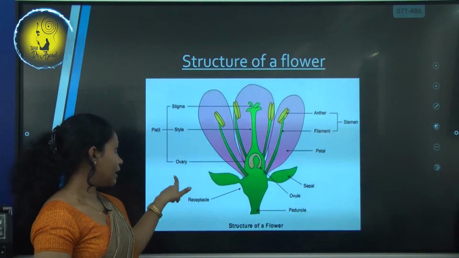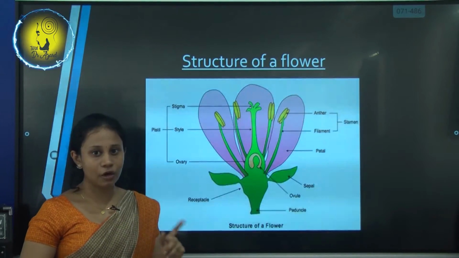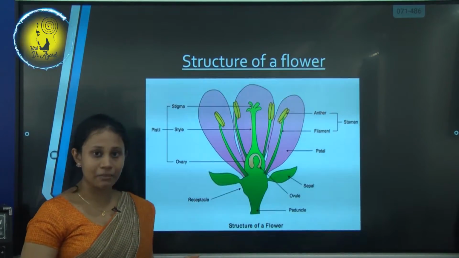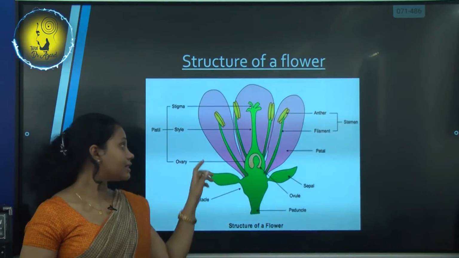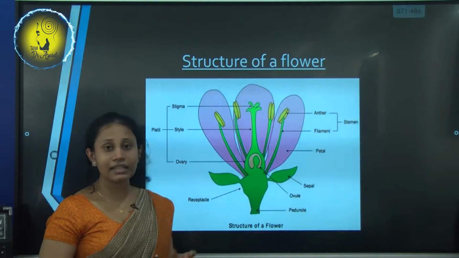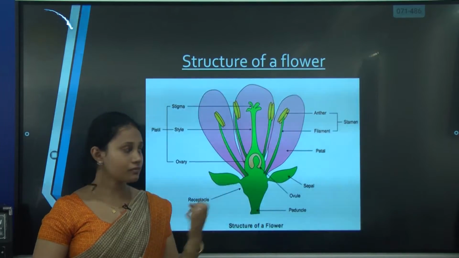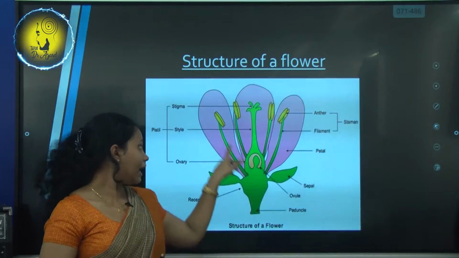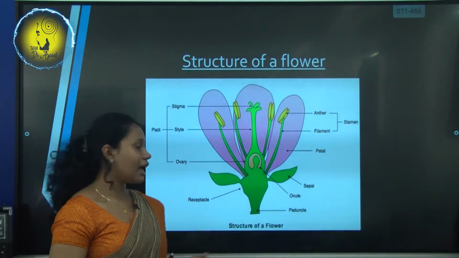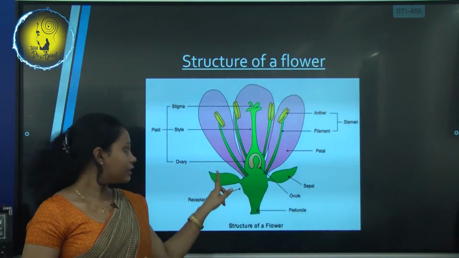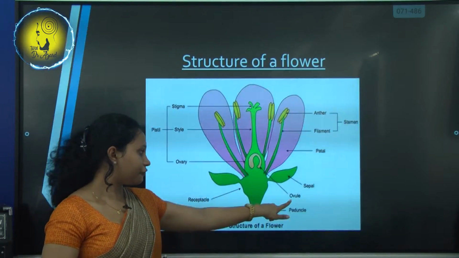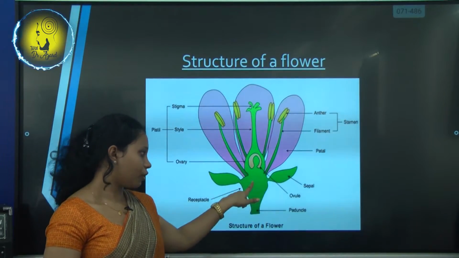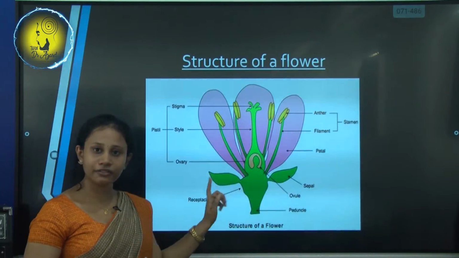And this is the female part of the flower. This is called carpel or pistil, and it includes three main parts: stigma, style and ovary. Stigma is a sticky surface which can hold or stick the pollen grains, and style is there to connect the stigma and ovary. And ovary contains the female gamete, which is called ovules. There can be more than one ovule. It will vary from flower to flower.